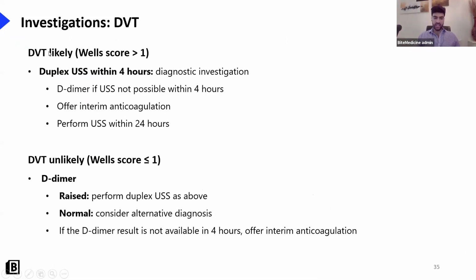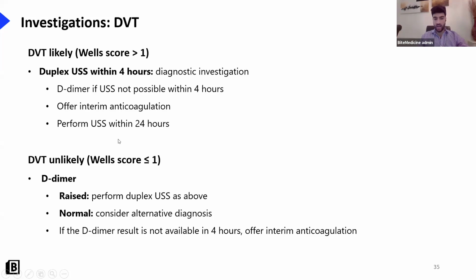If your DVT is likely, as we said, you need to do a duplex ultrasound within 4 hours, as that's your diagnostic investigation. If you can't do it within 4 hours, you offer them interim anticoagulation and perform ultrasound, usually the following morning. In a lot of hospitals, it may be tricky to get an ultrasound within 4 hours. In my hospital, it can be quite difficult actually. So you measure the D-dimer, you give them 1 shot of anticoagulation, you call them back the following morning, and you book them for an ultrasound to confirm whether or not they have a DVT.